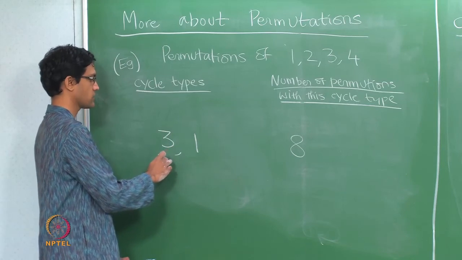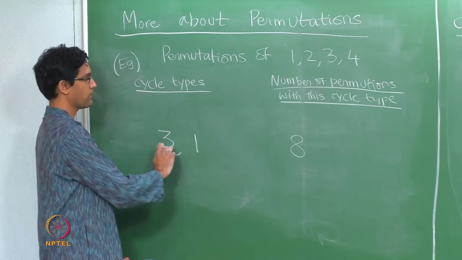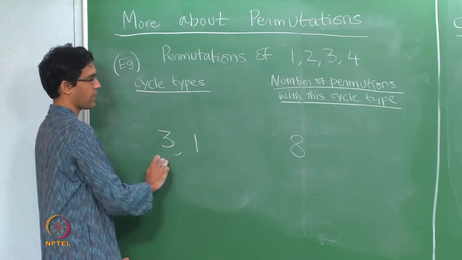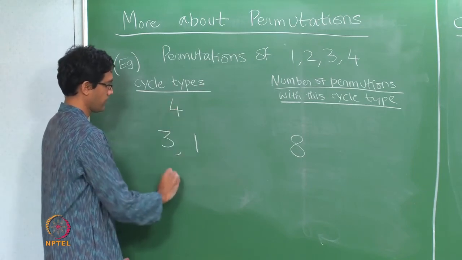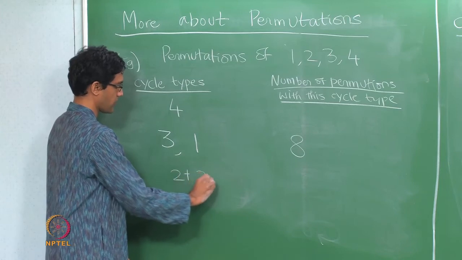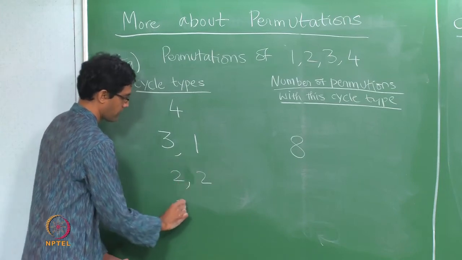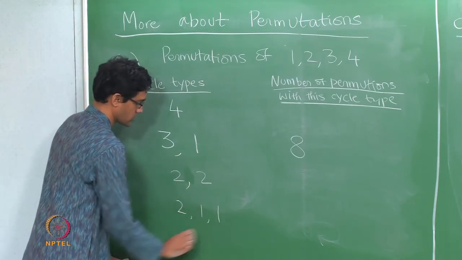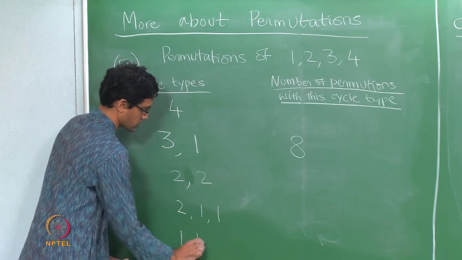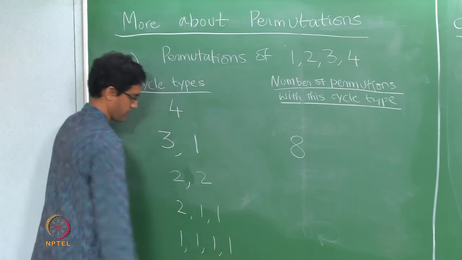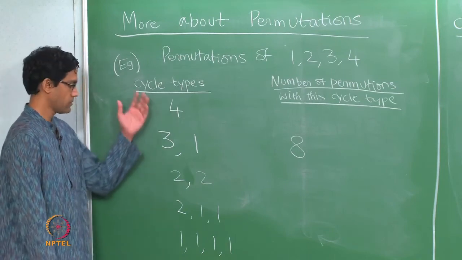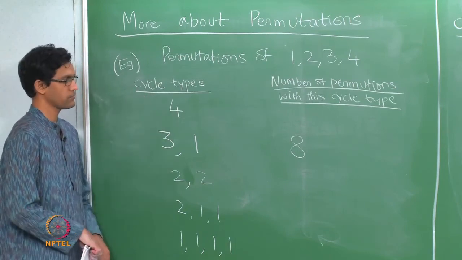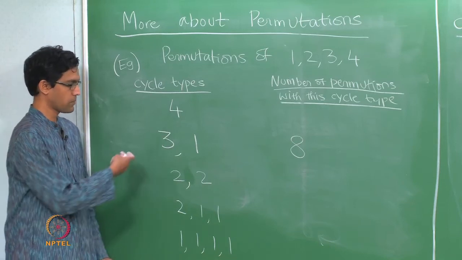So observe, as we said, a cycle type would always be a partition of 4. So you could have a 3 cycle and a 1 cycle, or you could just have a 4 cycle, or you could have a 2 cycle and a 2 cycle, you could have a 2 cycle and 2 1 cycles, or you could just have all 1 cycles. Okay. So these are the various possible cycle types.